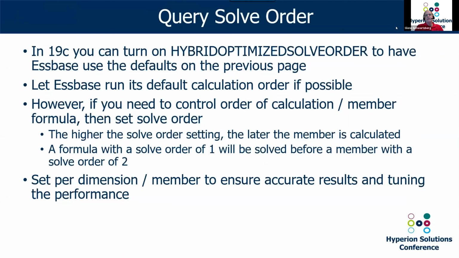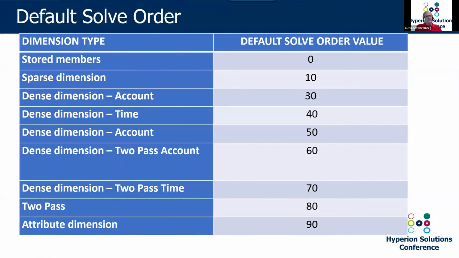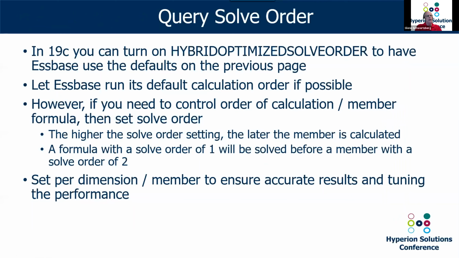Now, one of the things that you can do in 19C that you can't do other places, actually you can do it in 12C as well, I believe. You can turn on a setting for the application called Hybrid Optimized Solve Order, and that's going to have it set these default values. And again, by default, it's actually turned on. In some cases, I've turned it off because it was resetting things and actually not giving me the order that I really needed the calculations to work in.